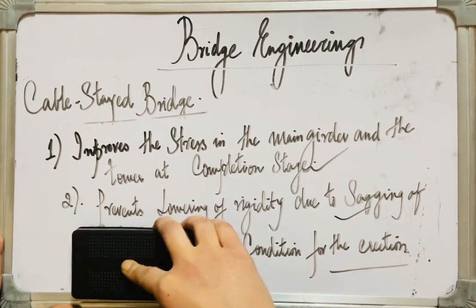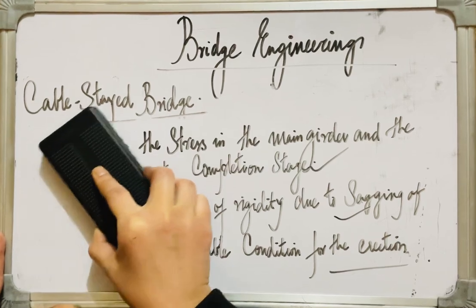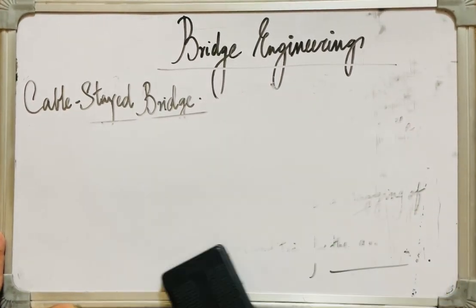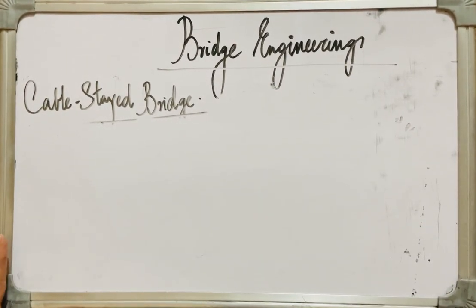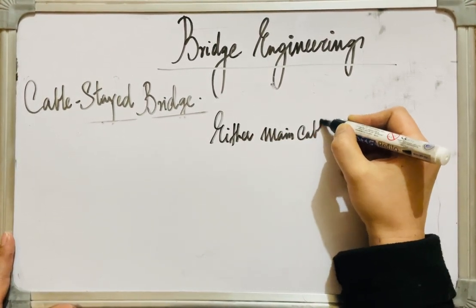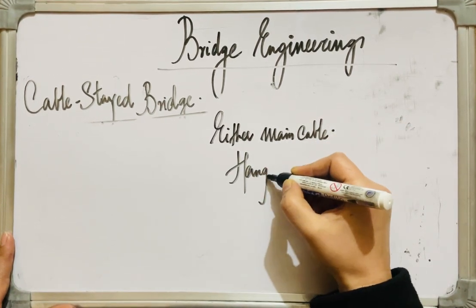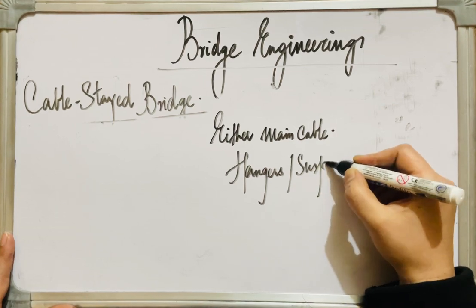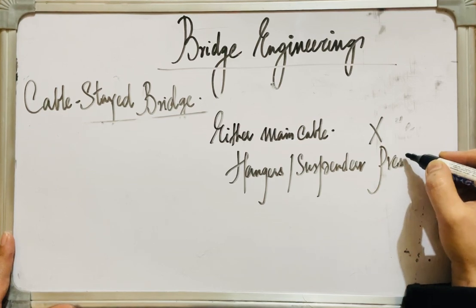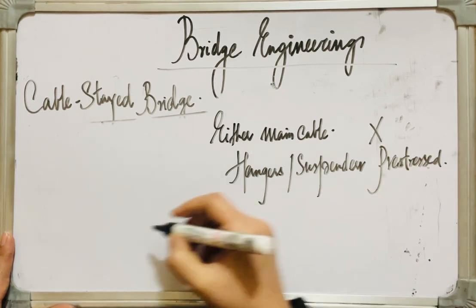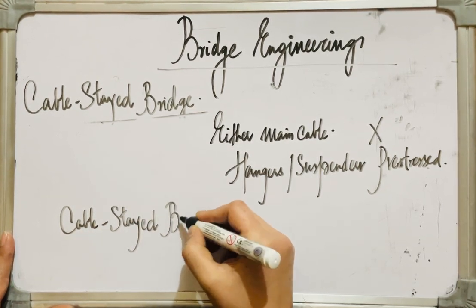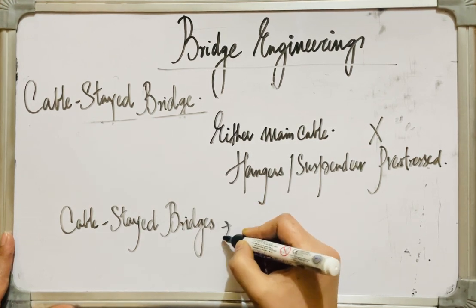All right, so this was about the pre-stressing. And this is essentially a difference between suspension bridge and the cable stayed bridge, because in suspension bridges, our cables are not pre-stressed. Either our main cable or suspension cable, or for that matter, our hangers or suspenders, they're not pre-stressed in the case of suspension bridges. But in the case of cable stayed bridges, cables are pre-stressed for various purposes that we have learned.